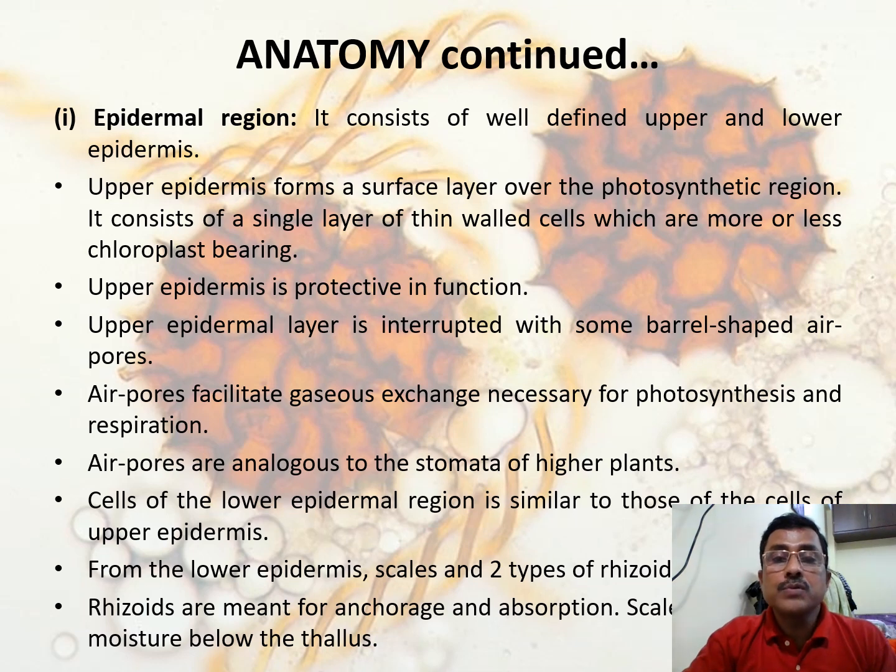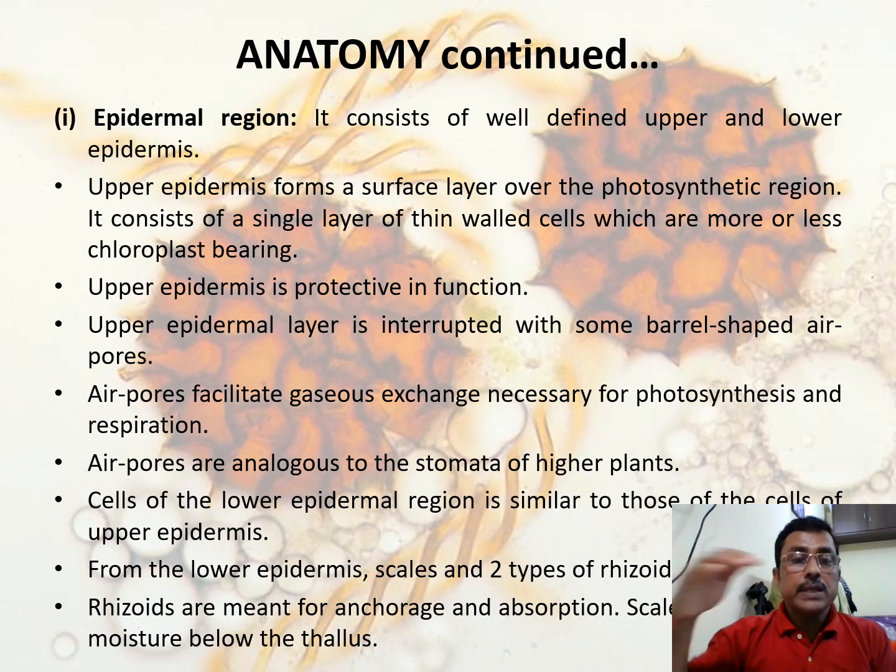The upper epidermis forms a surface layer over the photosynthetic region. It consists of a single layer of thin-walled cells which are more or less chloroplast bearing. So, the upper epidermis is protective in function.